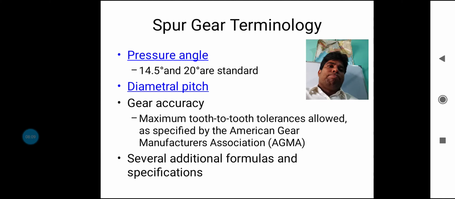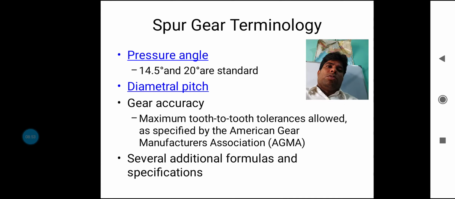And next is circular pitch. That means it is actually the peripheral part, measured along the pitch circle. Circular pitch is the distance between two similar adjacent points of the teeth. Circular pitch is denoted by P for pitch and C for circular. So PC is equal to pi D by T, that is, module times pi is equal to circular pitch.